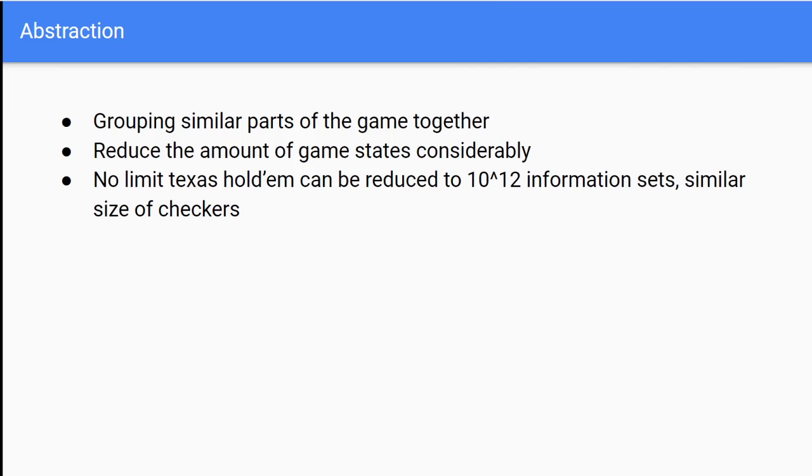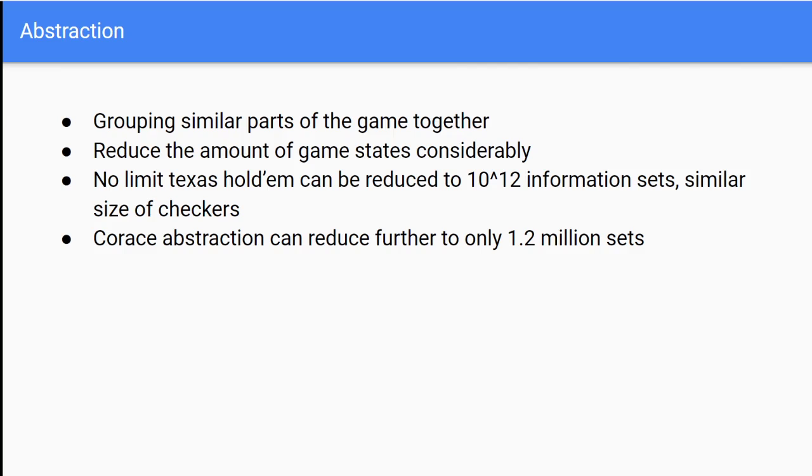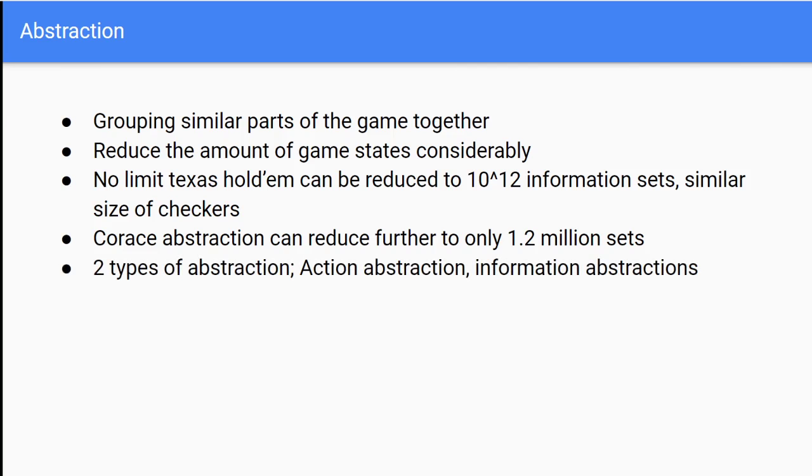So No Limit Texas Hold'em can actually be reduced to about 10 to the 12 information sets, which again is similar to the size of checkers. In an extreme example with a coarse abstraction, we can reduce it to as little as 1.2 million information sets. Now there are 2 types of abstraction that we're going to be using: action abstraction and information abstraction. For the context of poker, we'll be calling information abstraction simply card abstraction.